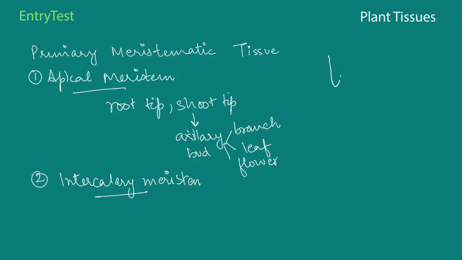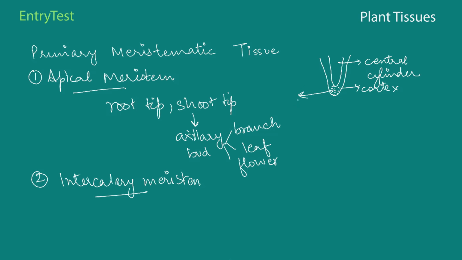So let's suppose this is the root. This is, let's call it the central cylinder of the root. And this I'm drawing the meristem at the root tip. Outside the central cylinder, there is a layer known as the cortex. Now this layer contains the apical meristem, which is at this location. So this is the location of the apical meristem.